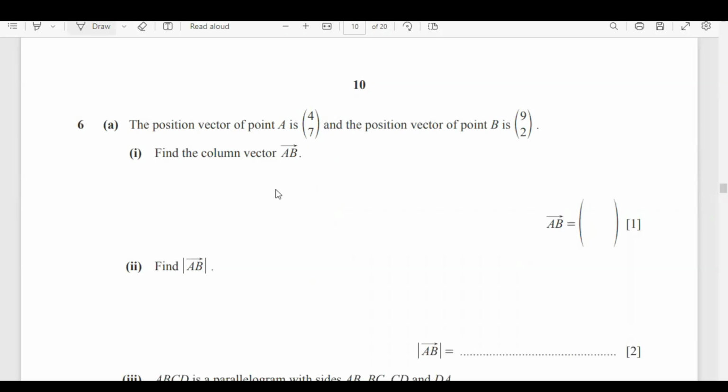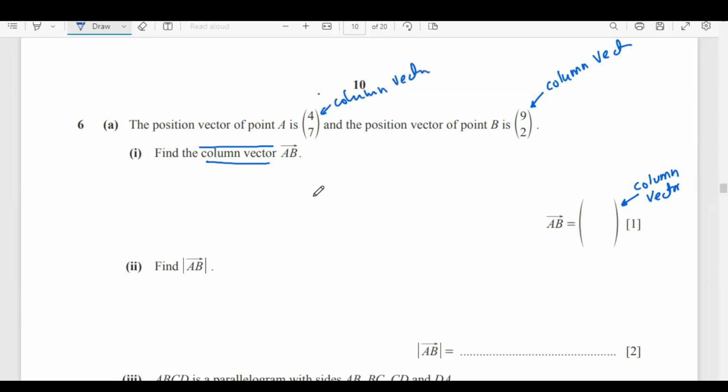There are some key terms. Column vector AB means you have to write the vector as a 2 by 1 matrix like this. This is the column vector form. These vectors are also in column vector form. Vector A and vector B are also in column vector form here. But we have to find vector AB in the column vector form.